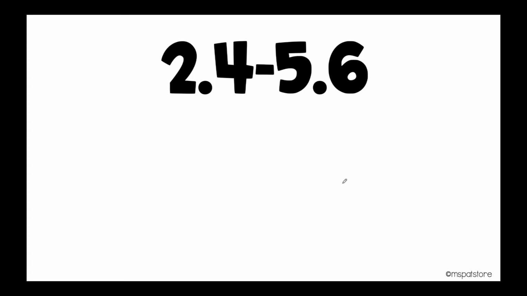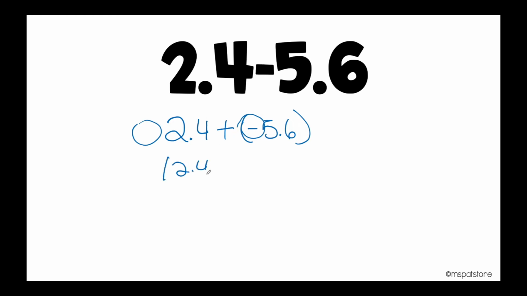In this example, I have positive 2 and 4 tenths minus positive 5 and 6 tenths. So I'm going to rewrite 2 and 4 tenths, and I will add the opposite of positive 5 and 6 tenths. In this case, it is negative 5 and 6 tenths. Now, I'm going to find their absolute value, but keep in mind that they have different signs, so I'm going to subtract their absolute value. Absolute value of 2 and 4 tenths is 2 and 4 tenths. Absolute value of negative 5 and 6 tenths is positive 5 and 6 tenths.